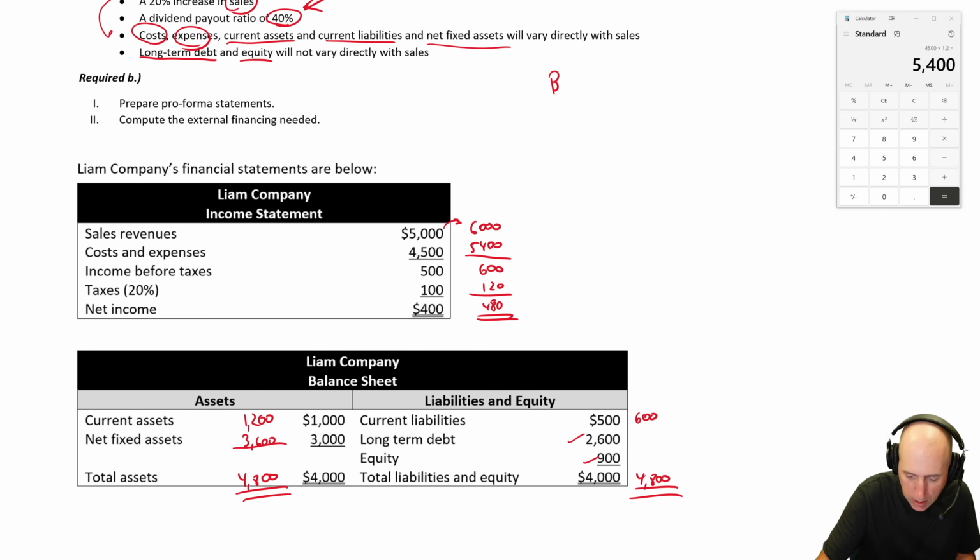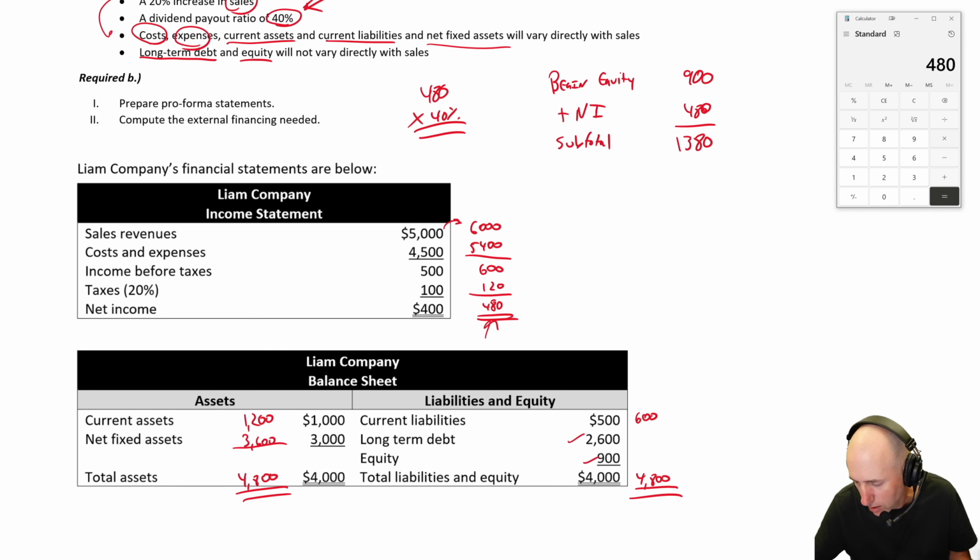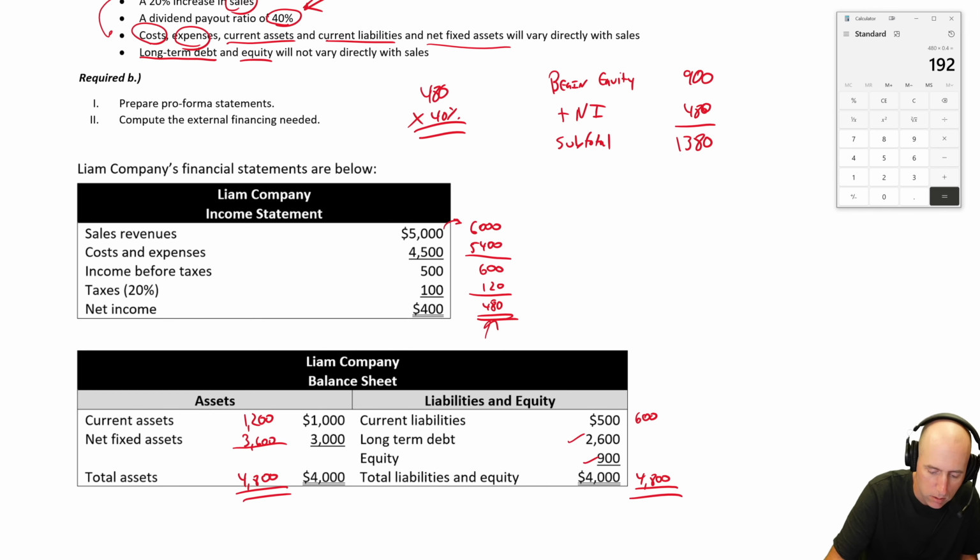So beginning equity was 900 plus net income. Add net income, and our net income is 480. We subtotal, and 900 plus 480 is 1,380. We deduct dividends. Now we know our dividends. Our dividend payout ratio is 40%, and our projected net income is 480. So 480 times 40% will give us our dividend amount. 480 times 0.4 is 192. That's our dividend.